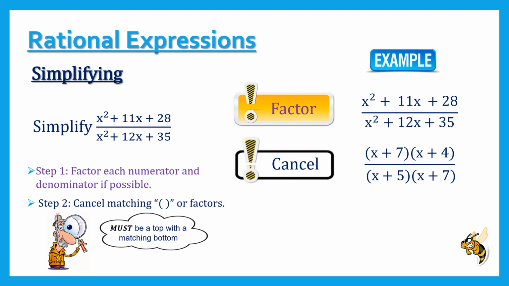Now we need to cancel out. And remember, it has to be a matching top with a matching bottom. So I'm going to start with the top going from left to right. There's an x plus 7 in the top and there's an x plus 7 in the bottom. So therefore, they cancel out. And I'm going to look, there's an x plus 4, but there's no x plus 4 in the bottom. So I can't do anything to the x plus 4 or the x plus 5. So my final answer will be x plus 4 over x plus 5.